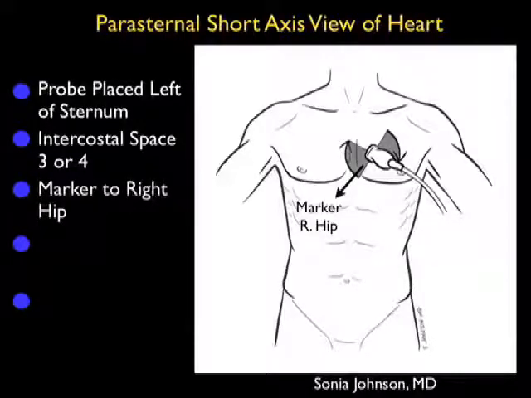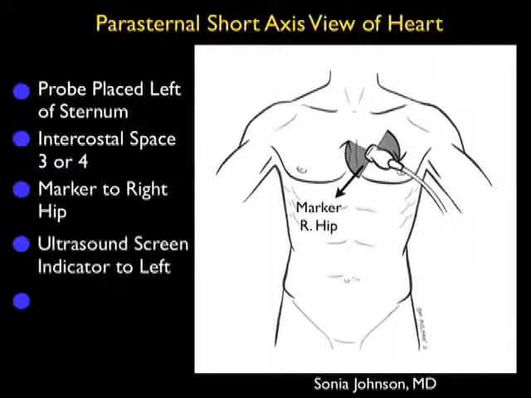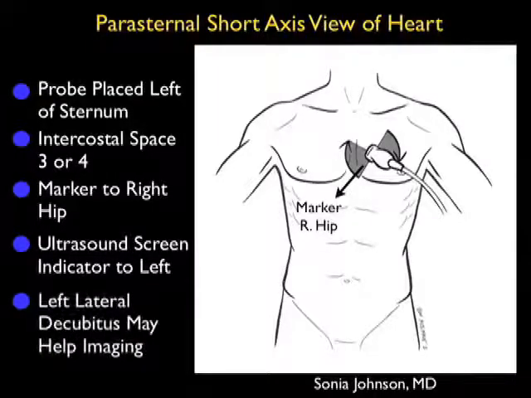In variance to the parasternal long axis view of the heart, where the probe marker was positioned down towards the patient's left elbow, we'll swivel the probe 90 degrees clockwise, so now the marker is down towards the patient's right hip. That's with the caveat that the ultrasound screen indicator is positioned towards the left of the screen. Moving the patient into left lateral decubitus position may help imaging from the parasternal short axis plane.